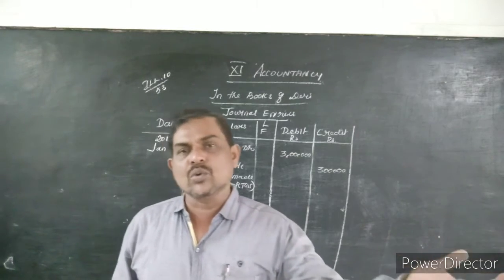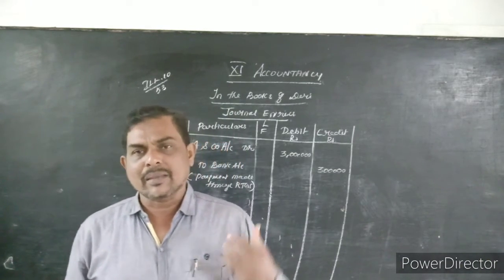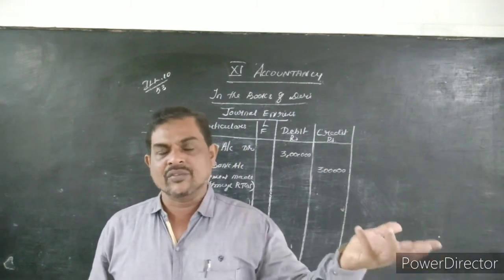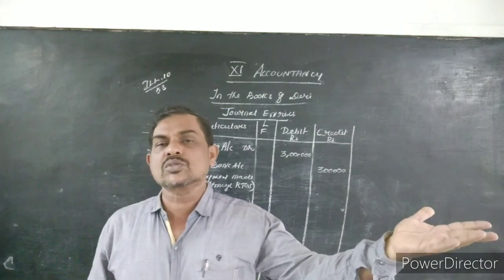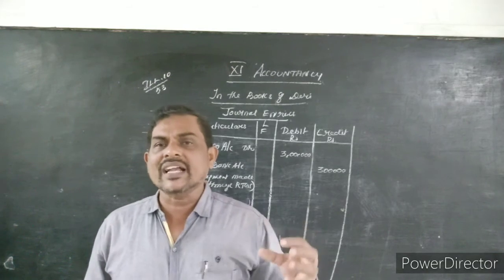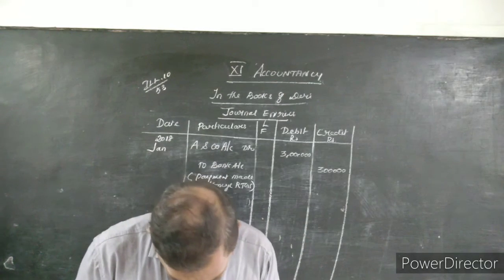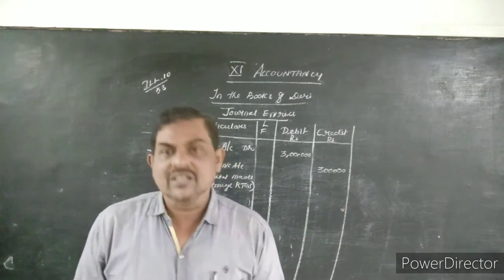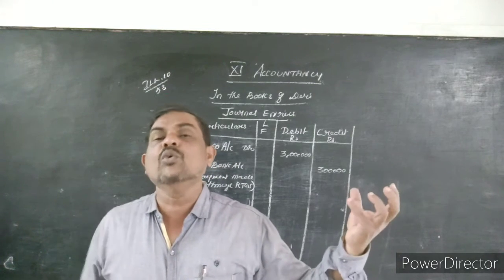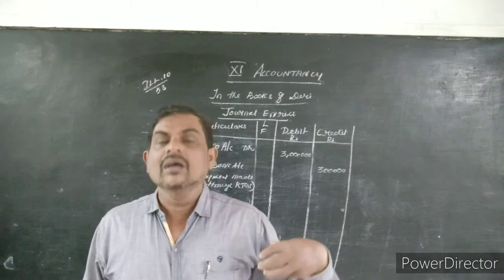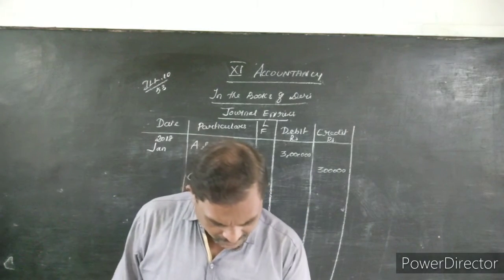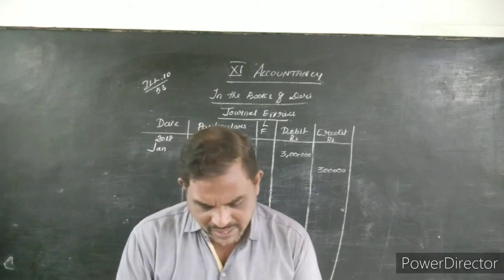So when we sell some goods, we will get some money from the person. Here we are delivering the goods to C and company. For that we are getting some payment through what? Check. So from whom did I receive the check? I received the check from C and company.